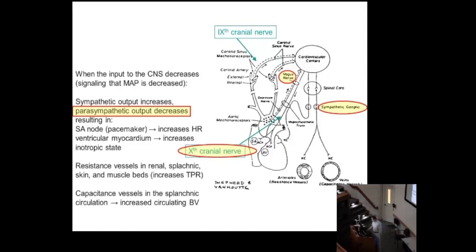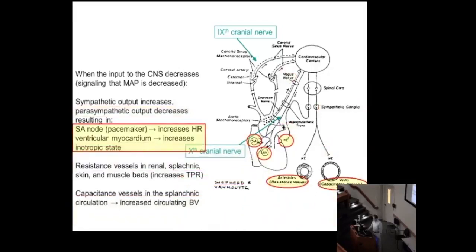Okay? And we innervate our SA node, and that regulates heart rate, and we increase it, and we innervate our ventricular myocardium, that's sympathetic only, and that increases inotropic state. Okay?